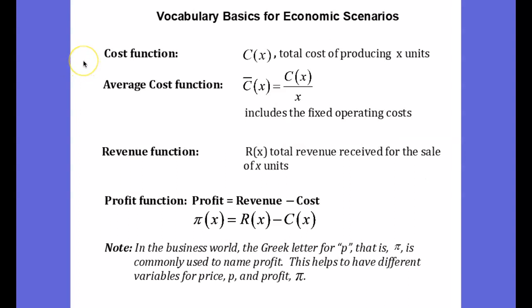The cost function, C of x, is the total cost of producing x units. The average cost is the cost function divided by the number of units, including the fixed operating costs. The revenue function, R of x, is the total revenue received for the sale of x units, and the profit function is equal to the revenue minus the cost, R of x minus C of x. We use the Greek letter pi to represent our profit function.